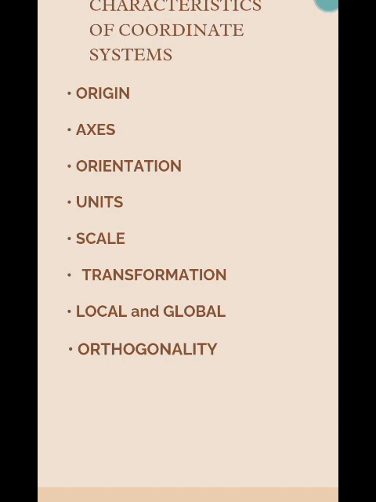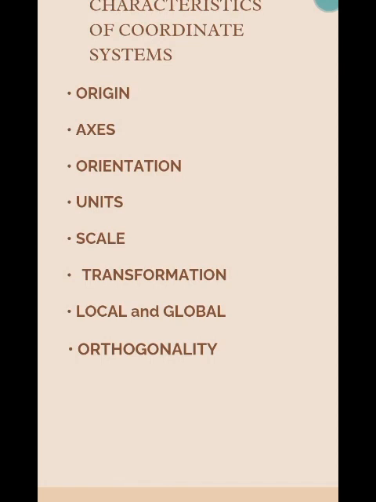Coordinate systems may use different units of measurement depending on the context of the game. For example, in screen coordinate systems, units are often represented as pixels, while in world coordinate systems, units may represent meters, tiles, or other arbitrary distances. Next, which is scale. The scale of a coordinate system determines the relationship between units of measurement and physical distances within the game world. Scale is crucial for accurately positioning and sizing objects relative to each other.